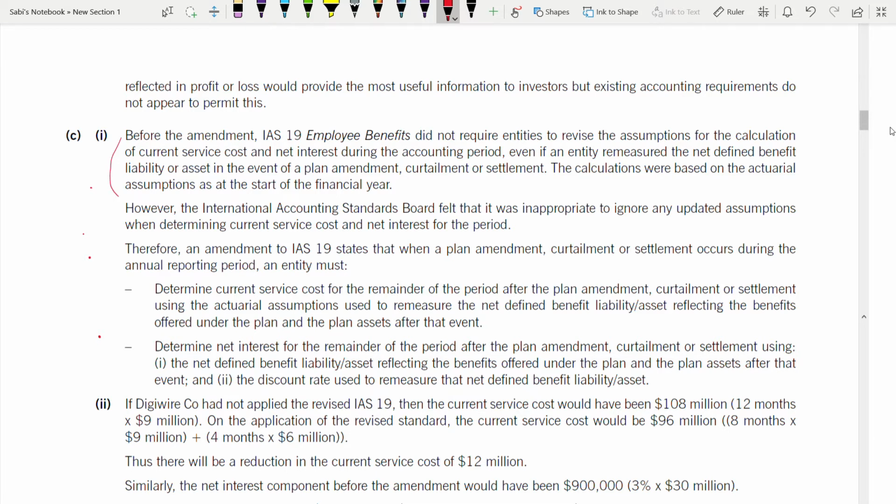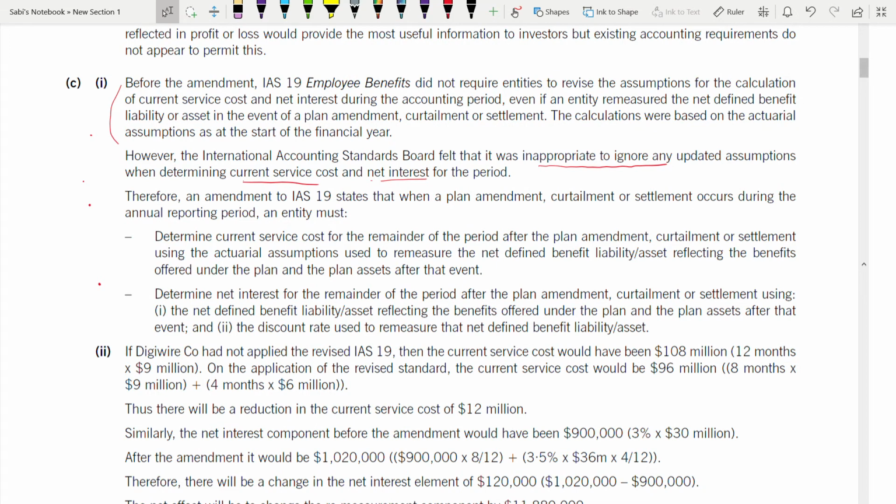However, the IASB, International Accounting Standards Board, felt that it was inappropriate to ignore updated assumptions. Before, they ignored any update. Now they are including it because they felt it's inappropriate to ignore any updated assumptions when determining these two things. Especially these two things you have to talk about because that's what is asked in the requirement: current service cost and net interest for the period. Therefore, an amendment to IAS 19 states that if a plan amendment, curtailment, or settlement occurs during the annual accounting period, an entity must do these two things. This and this, you have to write.